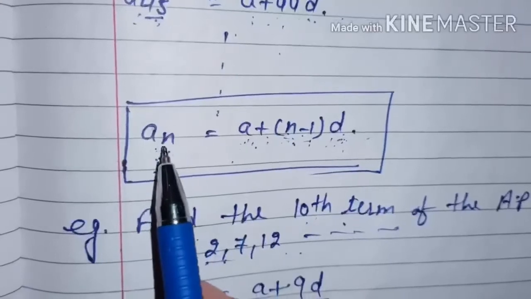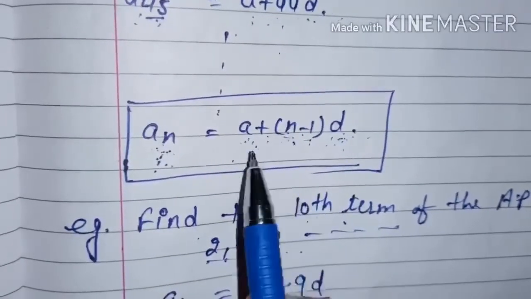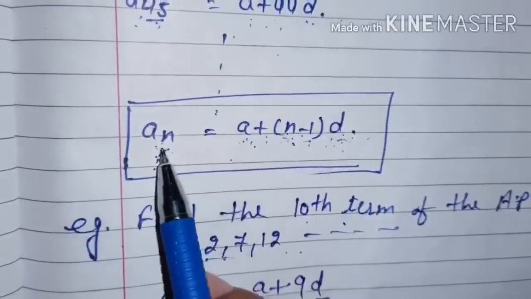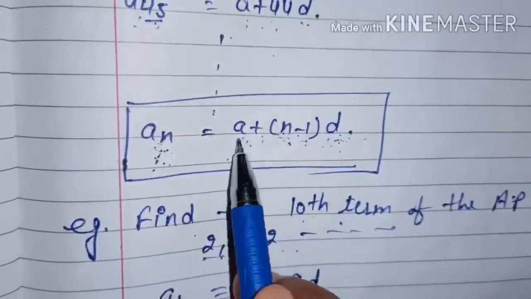Suppose we have the value of A and D, then we can find n. If we have A, n and D, then we can find An. Similarly, if we have An, n or D, then we can find A.